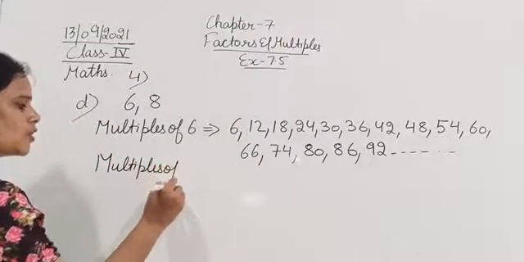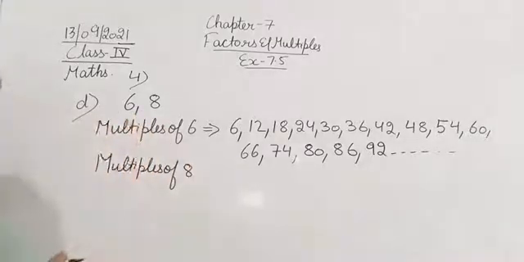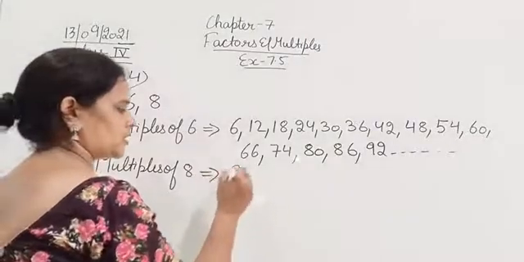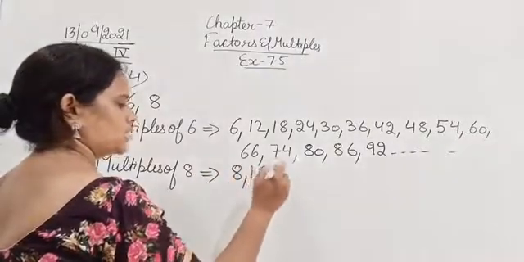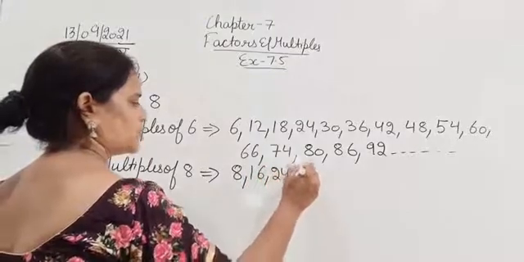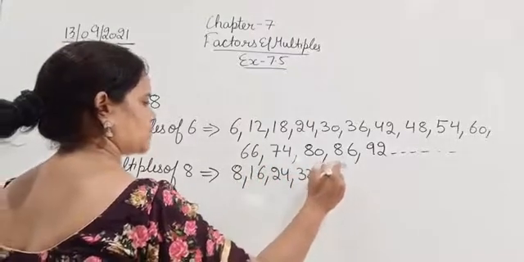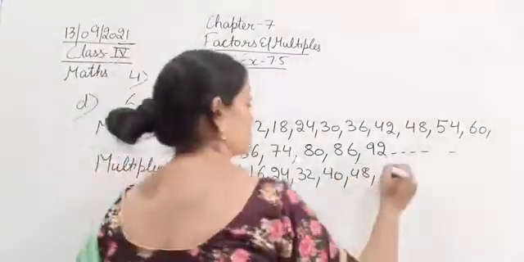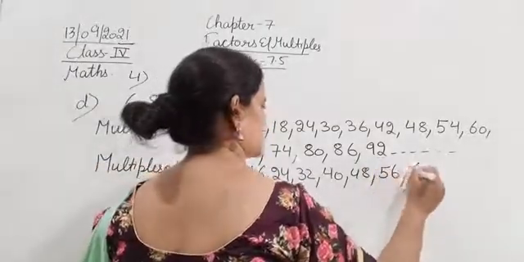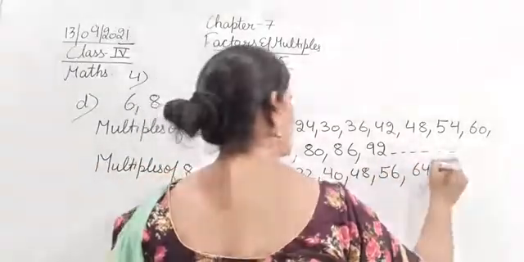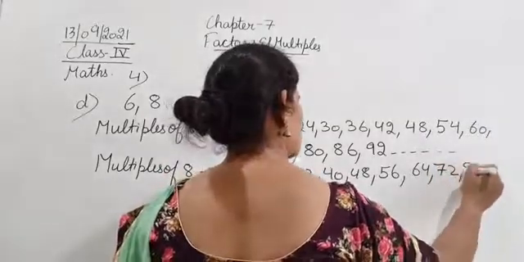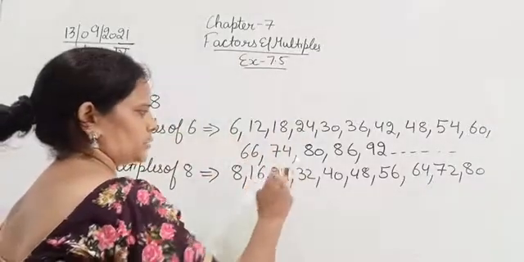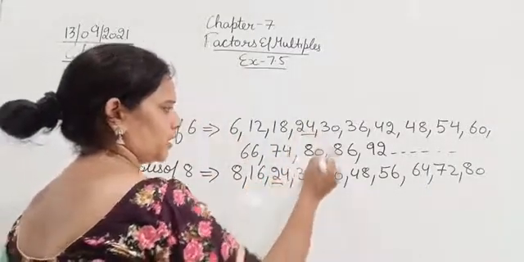Next, multiples of 8. Now we will find out the multiples of 8. 8 ones are 8, 8 twos are 16, 8 threes are 24, 8 fours are 32, 8 fives are 40, 8 sixes are 48, 8 sevens are 56, 8 eights are 64, 8 nines are 72, 8 tens are 80. Is there any common multiple? That is 24 and 24. Then any other?